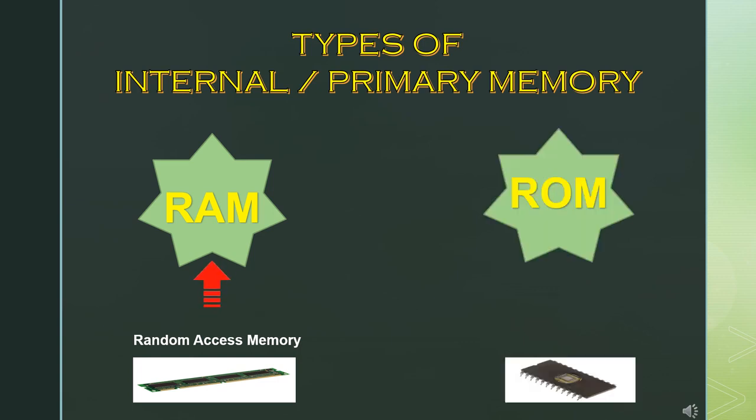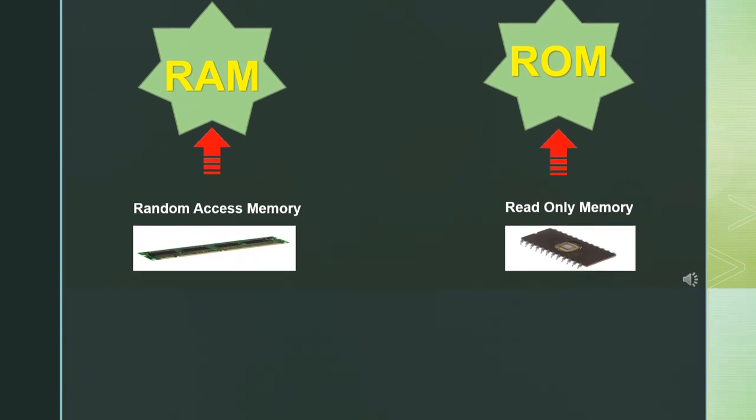The second type is ROM, read-only memory. This memory holds the startup information that prepares a computer for use. Now, what is startup information? It means all those important software which are required for the proper functioning of a computer. The information stored here cannot be changed. It is permanent in nature, and the stored information is not lost even when the power is switched off.